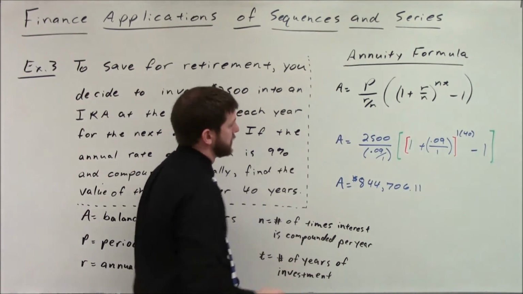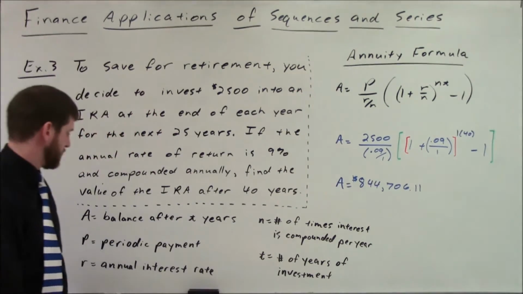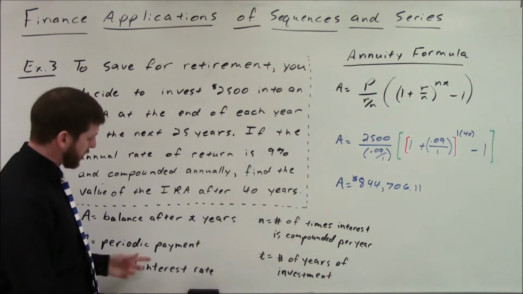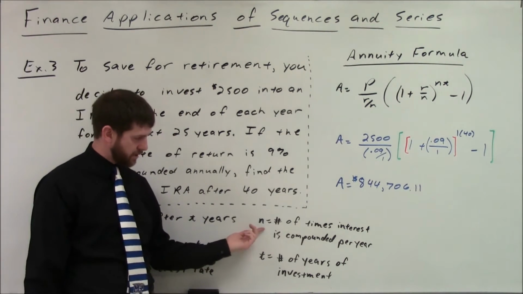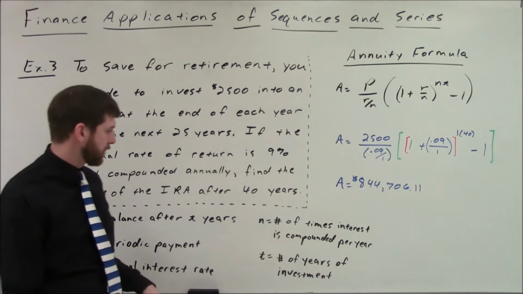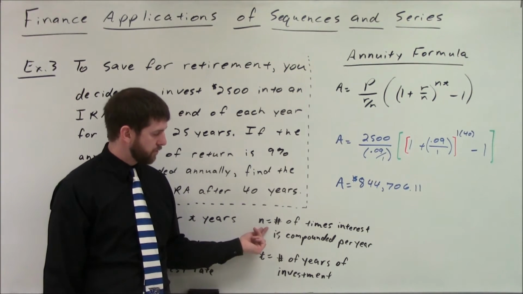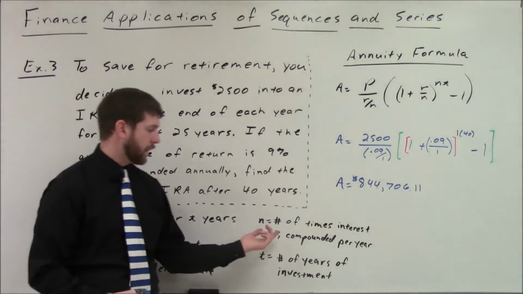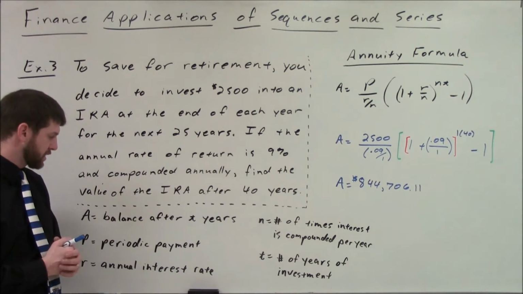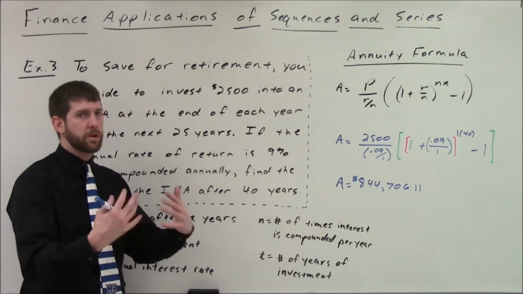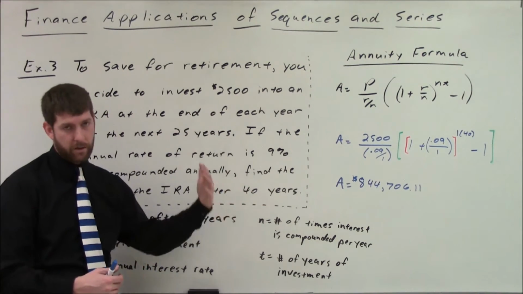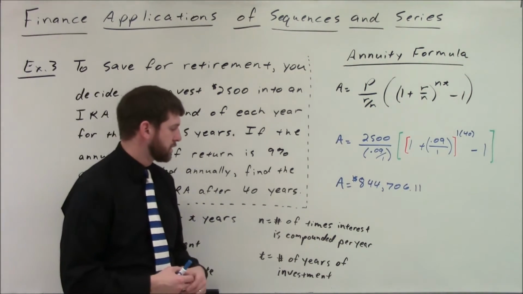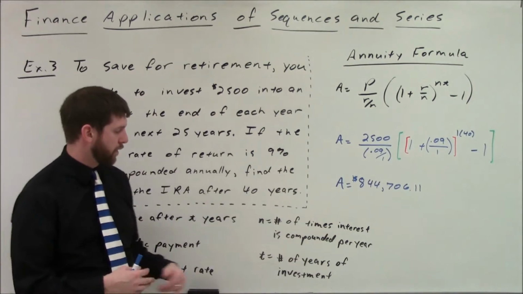So the annuity formula says that the balance after T years, that's what A represents, is going to be our payments. So where it says periodic payment, the period just needs to match up with the N, the frequency of compounding. So if we are compounding annually, the payments would be done annually. If we were compounding monthly, then the payments would be monthly and things along those lines. So it's the periodic payments, how much we're putting in. And in this case, it's $2,500 once a year.